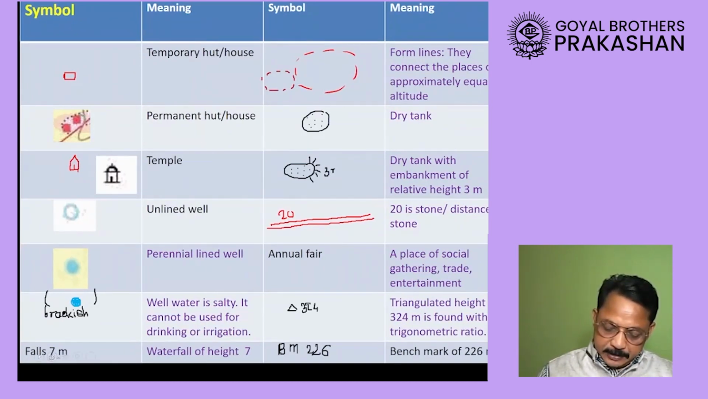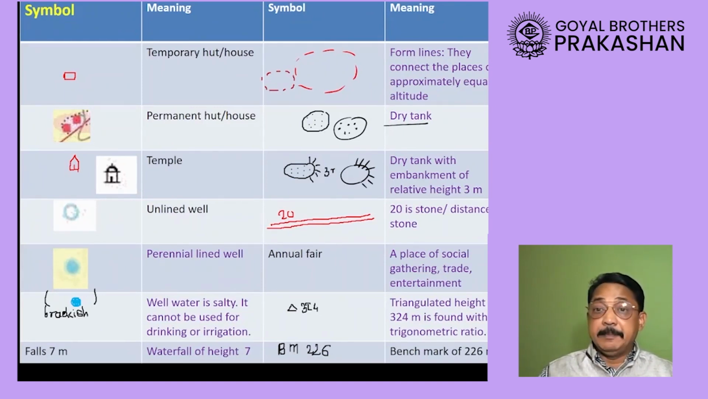Then if you see a black color symbol as shown here with black color dots inside, it is a symbol of a dry tank. Suppose around that dry tank you find black color lines like this, we call it by the name embankment. And if a number is written nearby it as it is written here 3r, it means it is relative height.